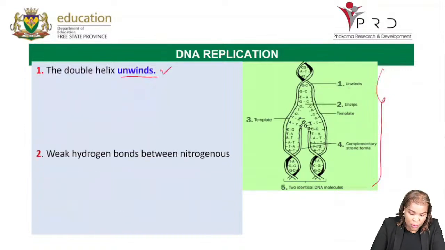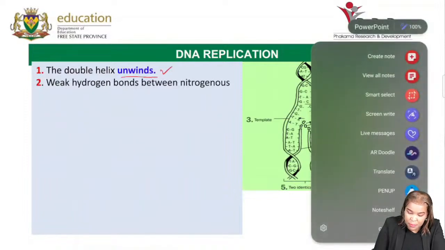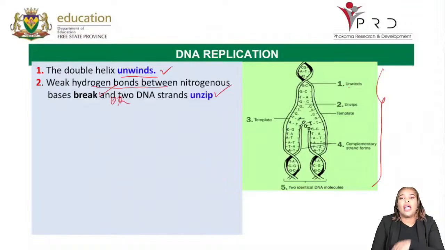The second thing that you must say is that the weak hydrogen bonds between the nitrogenous bases are going to break and the two DNA strands unzip. So when you talk about the hydrogen bonds breaking, it's a mark, or when you talk about it unzipping. So you can't get 2 marks for that one. So it's only going to be 1 mark when you say the weak hydrogen bonds.